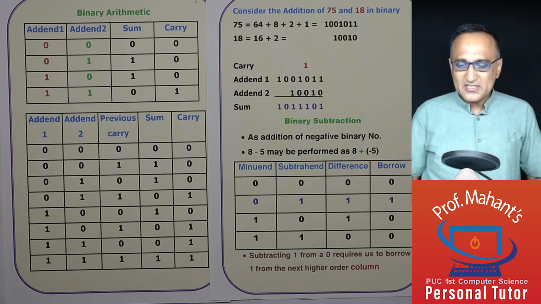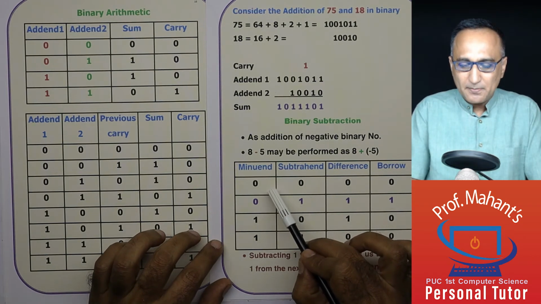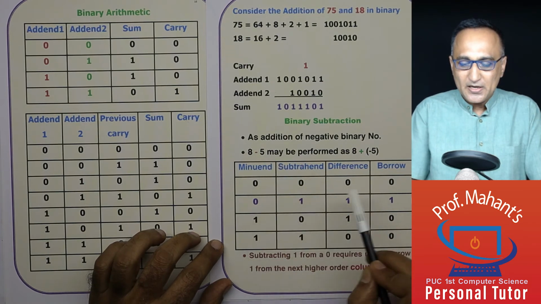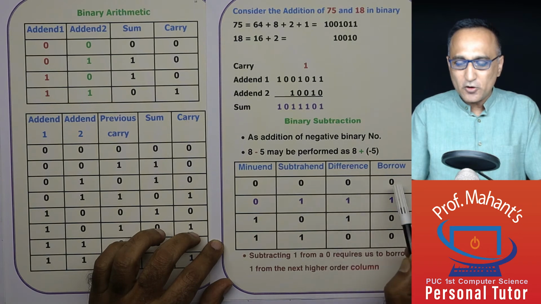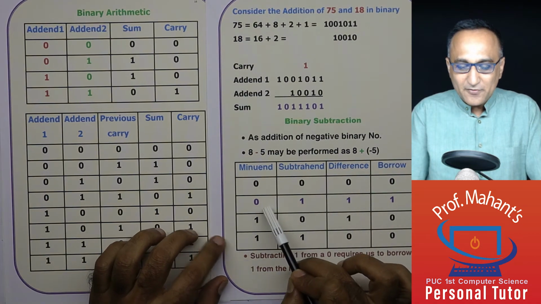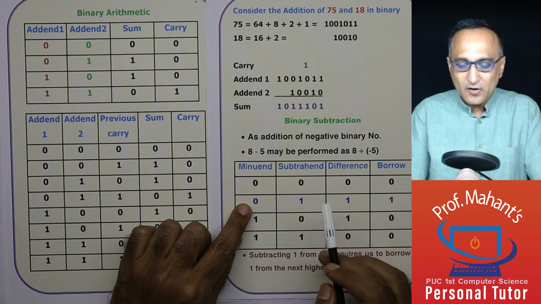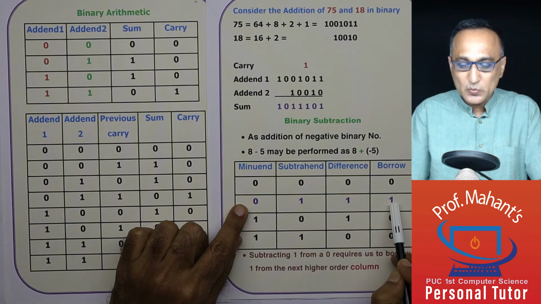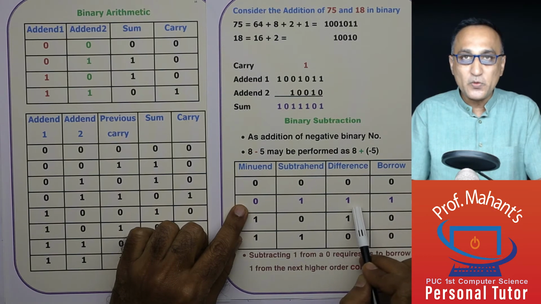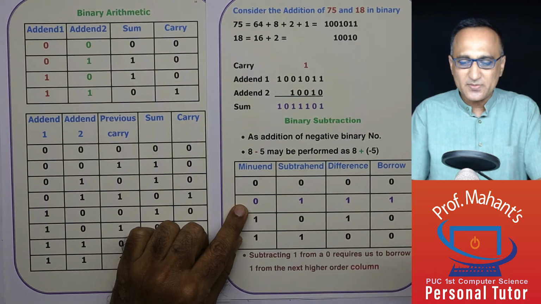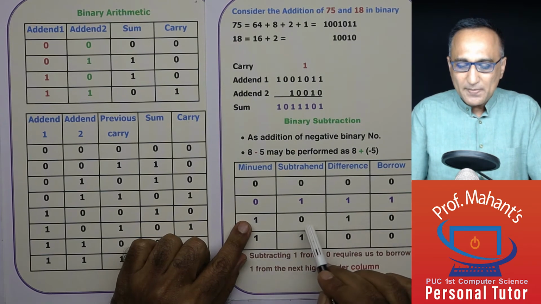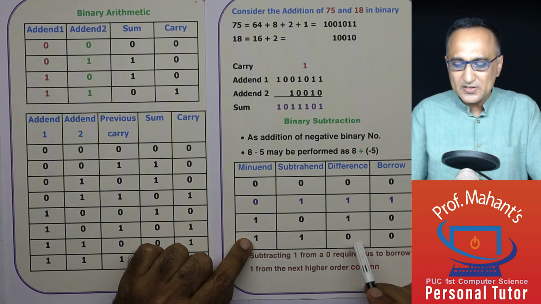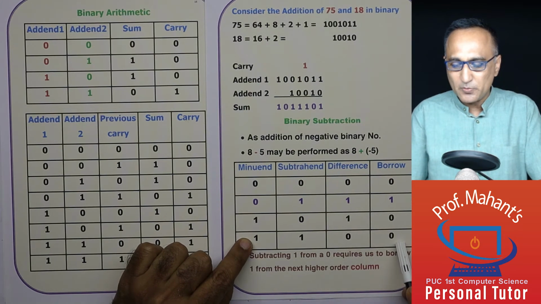Alright. So suppose in this case minuend is 8, subtrahend is 5. So 0 minus 0, difference is 0, you are not borrowing anything. But if it is 0 minus 1, you need to borrow 1 here. That's why the borrow flag is 1 and the difference is also going to be 1. This is similar to what you do in decimal maths. Now 1 minus 0 is going to give you 1 with the borrow of 0. Now 1 minus 1 is going to give a difference of 0 as well as a borrow of 0.